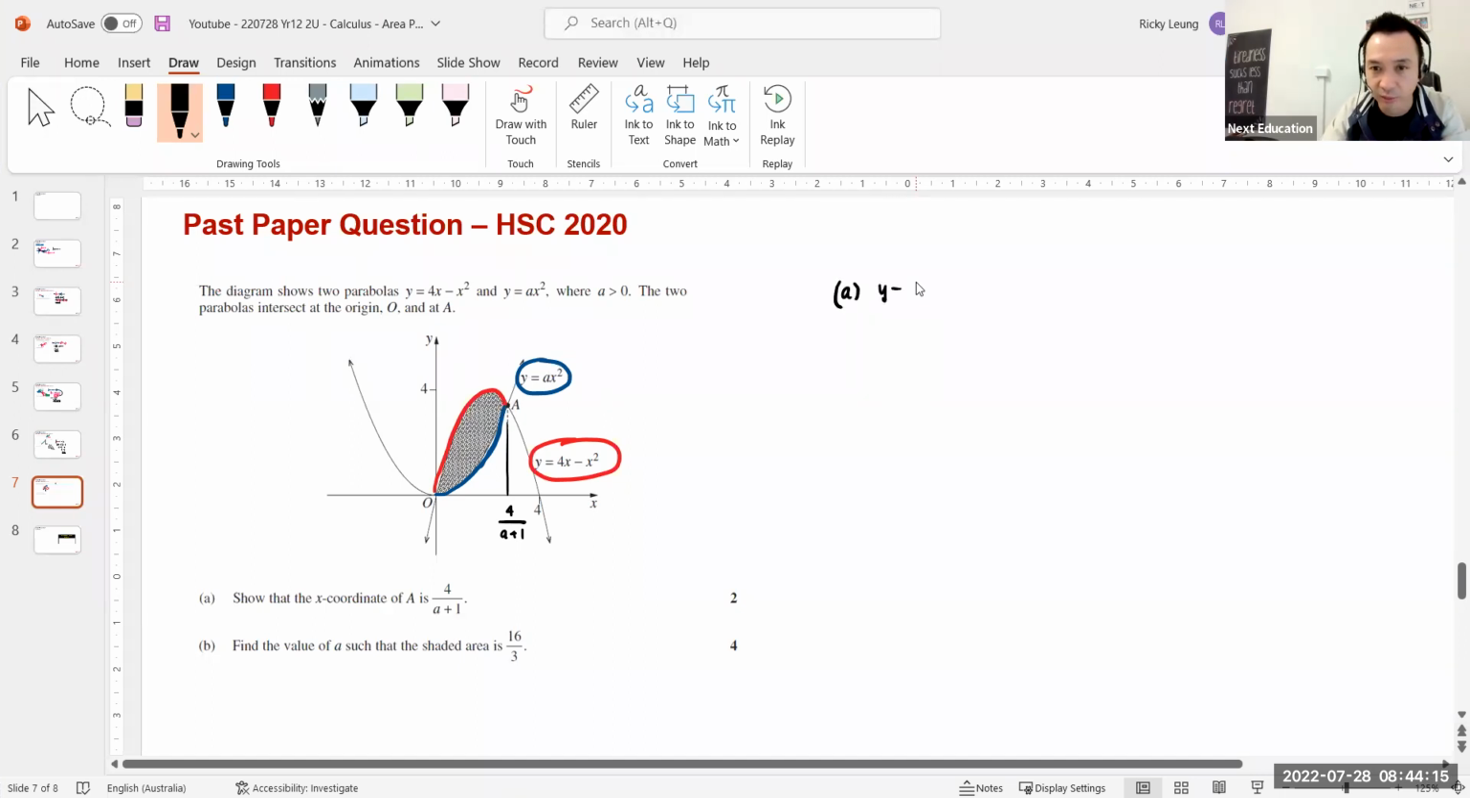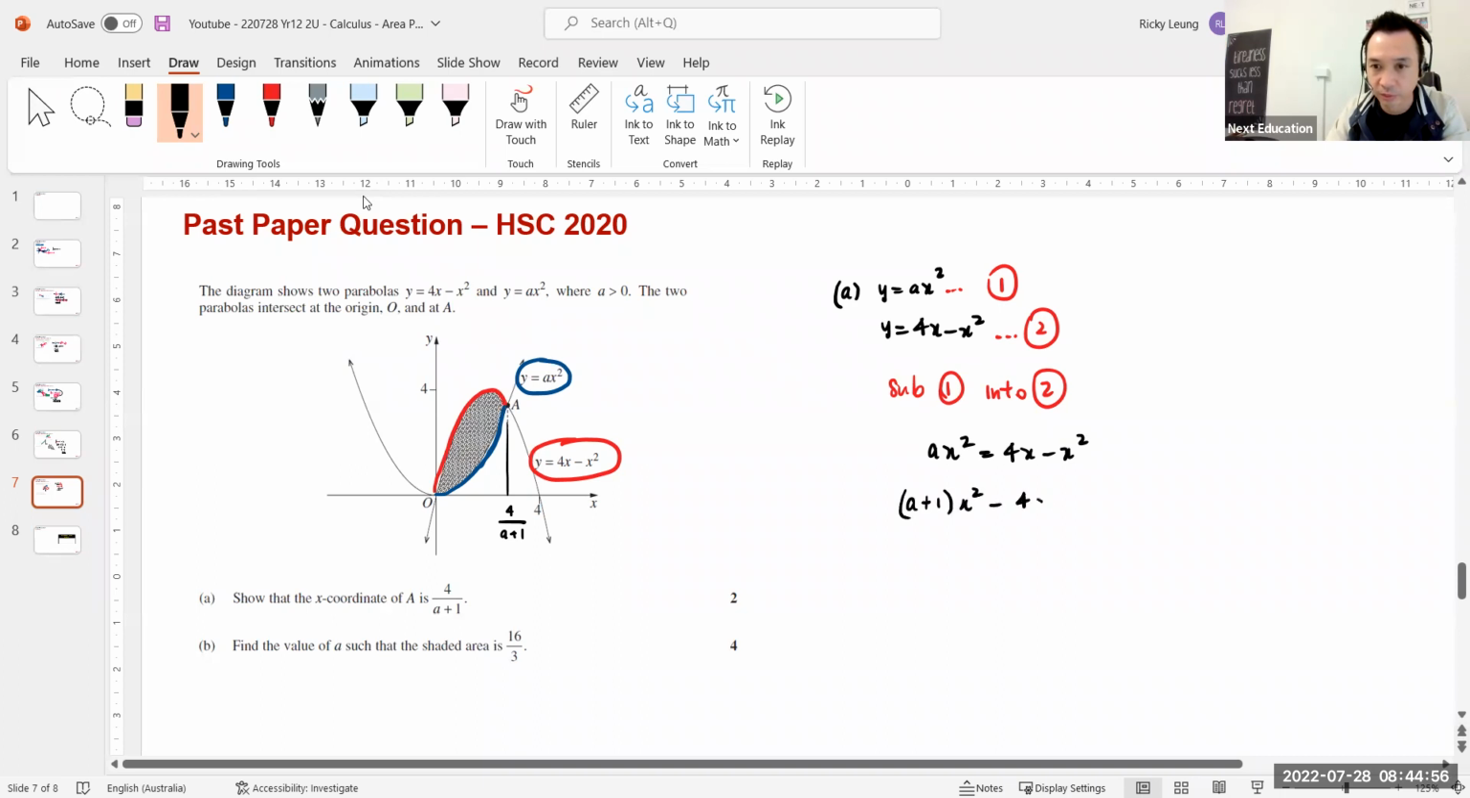So if I said y equals ax squared, I just realized it was 6 marks. Jesus. And that's equation number 1. And y equals 4x minus x squared. That's equation number 2. Sub 1 into 2 to solve simultaneously. Let's see, ax squared equals 4x minus x squared. What am I doing? Making a the subject. Okay, cool. Let's move everything over. So I get a plus 1 x squared minus 4x equals 0.